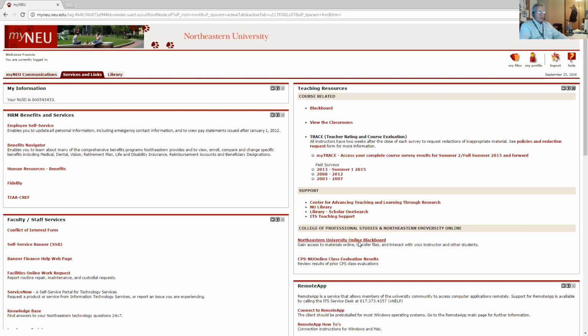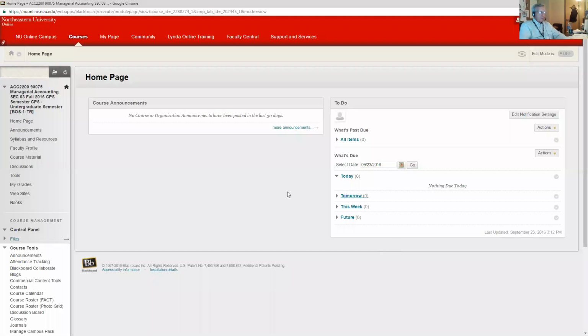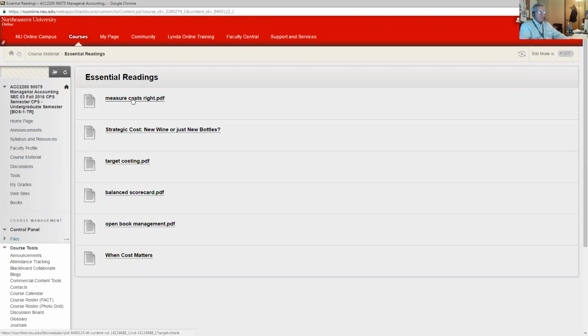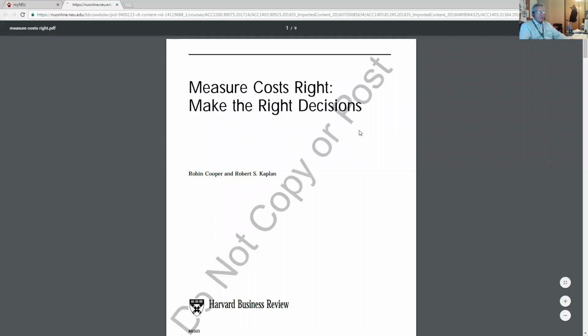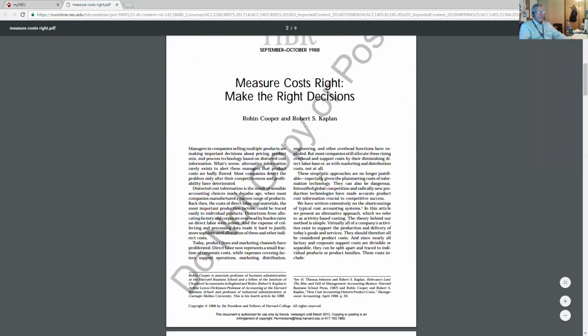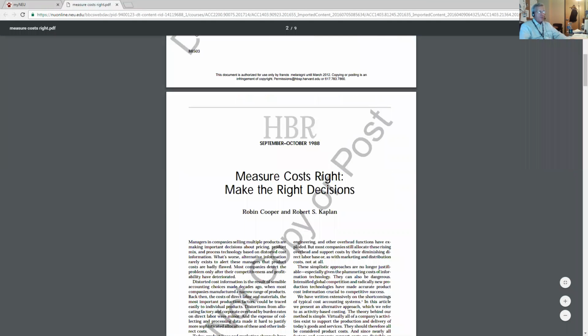So I'm trying to pull up the, let me see if I can just share the screen. In the course materials under Essential Read, at the top is something called Measure Cost Right. When you open that up, it's going to say Measure Cost Right and Make the Right Decision. It was published in the Harvard Business Review in 1988. So don't let the age of this article fool you.